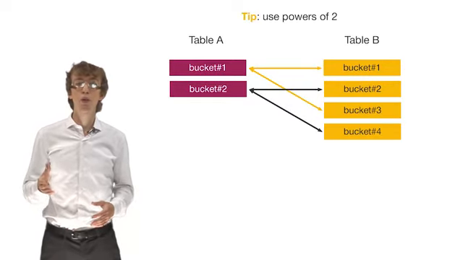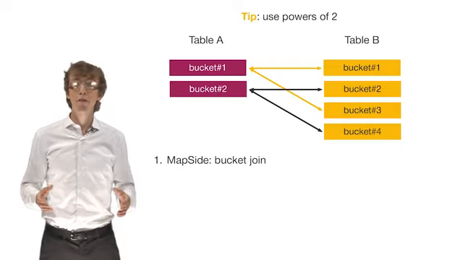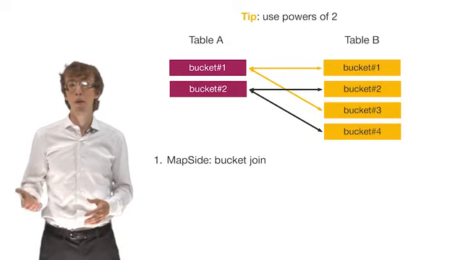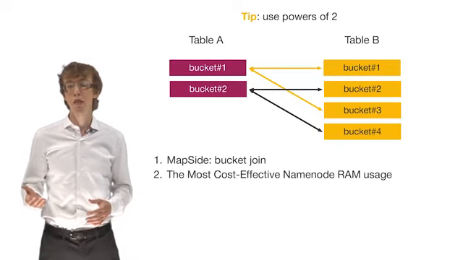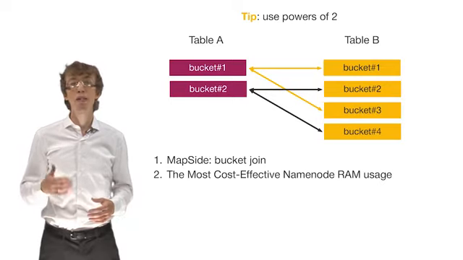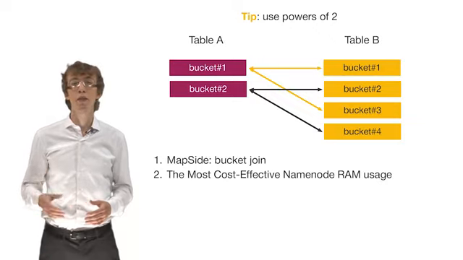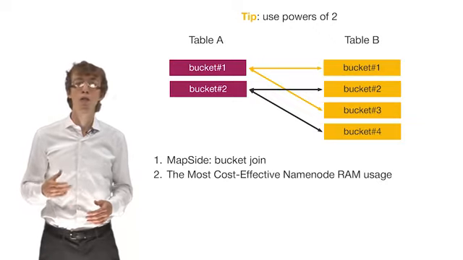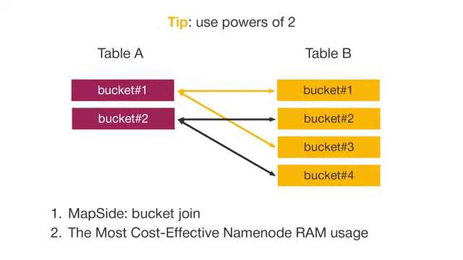That is why I recommend you to always use a power of 2 as the number of buckets in tables. Even if you have a different number of buckets in tables, you will still be able to benefit from bucket map side join. In comparison to other power-based systems, the power of 2 provides the best possible name node RAM utilization. If a bucket has grown to a size that you are no longer able to use in optimized versions of joins, then you can split buckets. If you use the power of 10, then you will increase name node RAM usage for this table by a factor of 10.